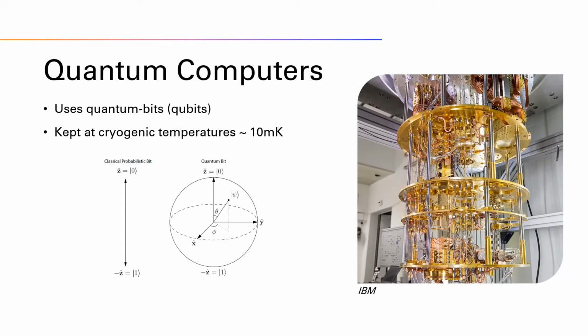Quantum computers use quantum bits that can be in a superposition of states, whereas classical computers use binary bits in a definite state. Here on the left, we have a classical bit that has a definite state of 0 or 1, and on the right, we have the Bloch sphere model of the qubit where a state vector psi can represent a superposition of states.